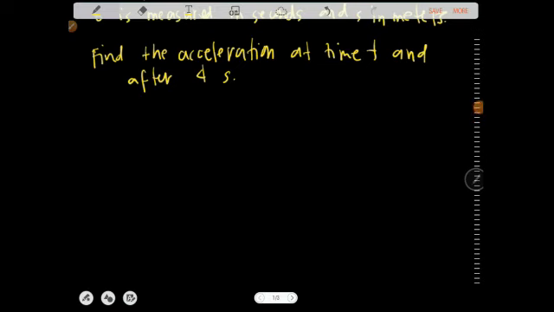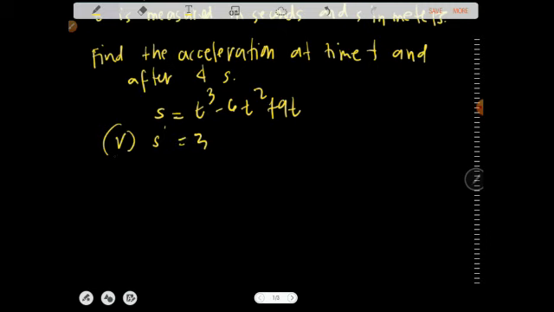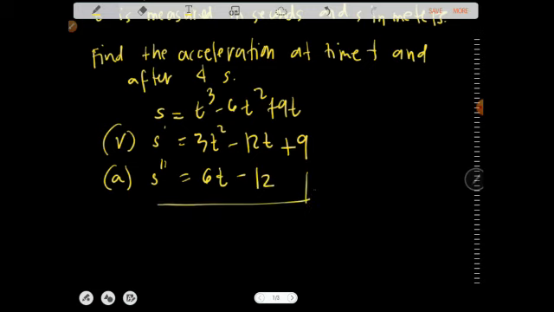Next question, find the acceleration at time t and after 4 seconds. So let's bring back our displacement equation, s equals t cubed minus 6t squared plus 9t. Now, our s prime, which is the velocity, equals 3t squared minus 12t plus 9. Our acceleration, which is the second derivative, equals 6t minus 12. Okay, so that is our acceleration at time t.